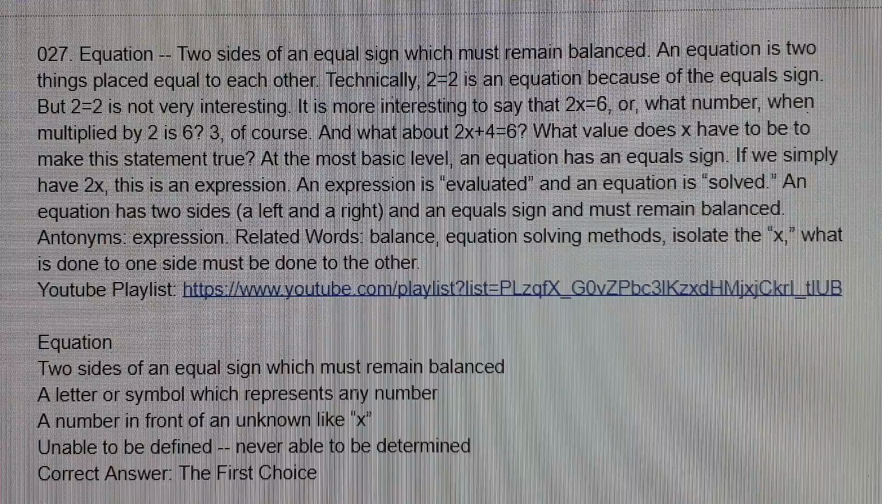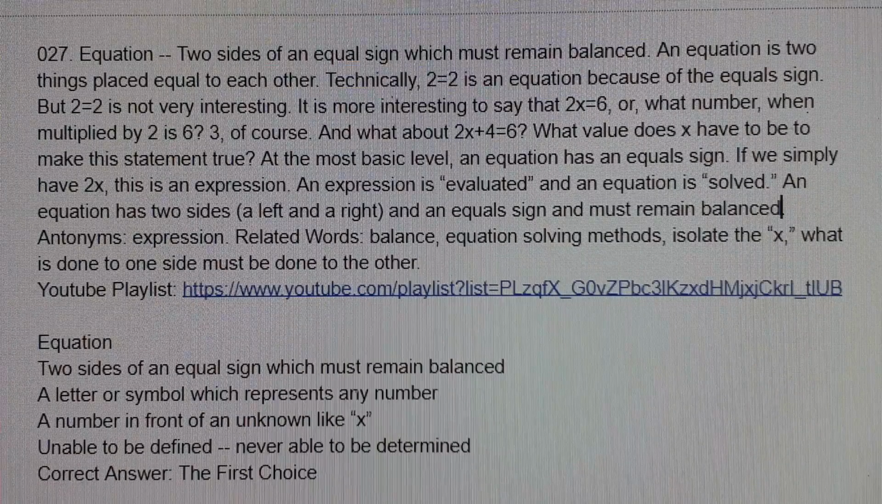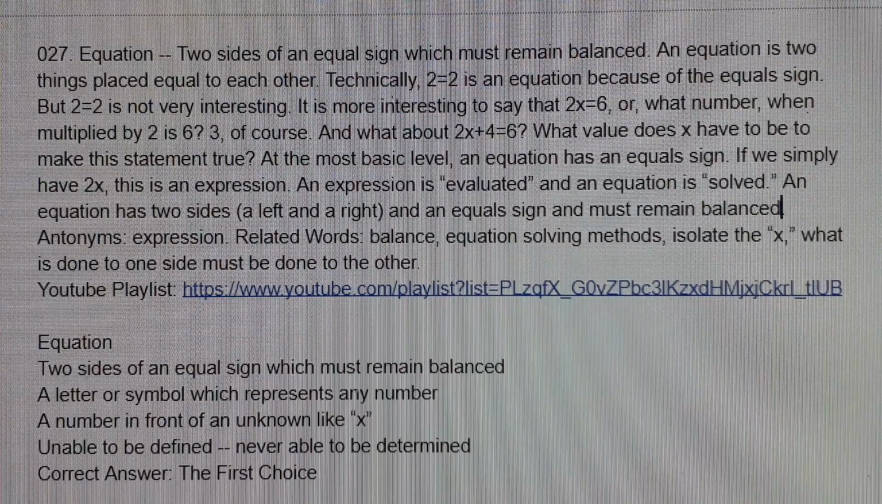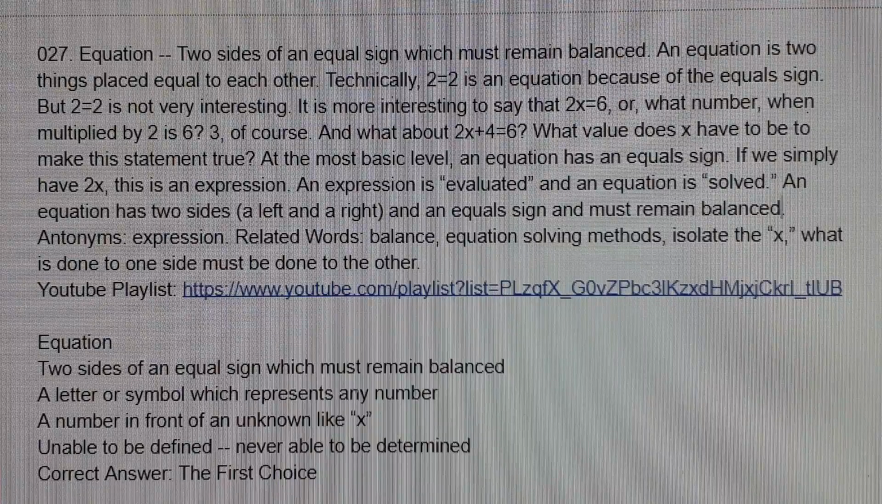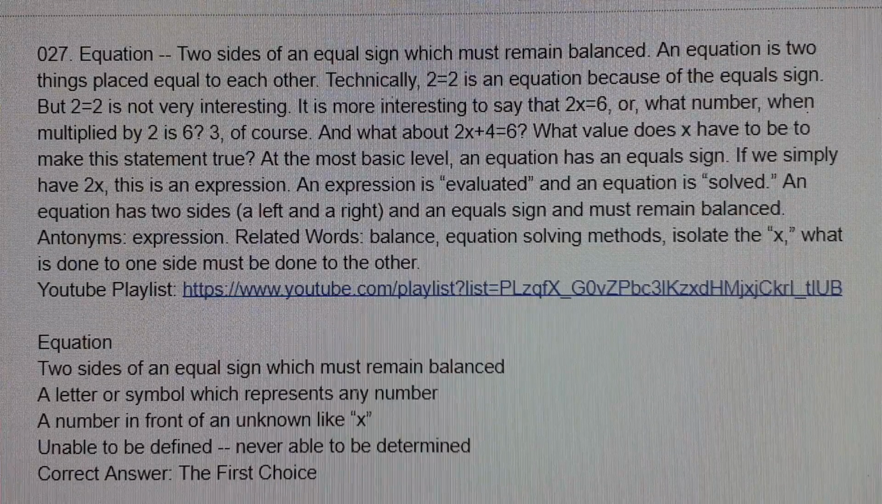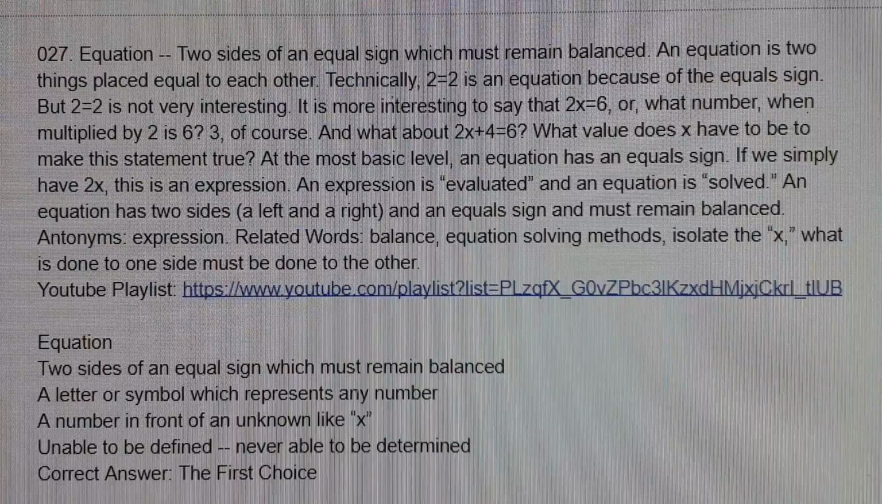Antonyms: expression. Related words: balance, equation. Solving methods: isolate the x. What is done to one side must be done to the other.